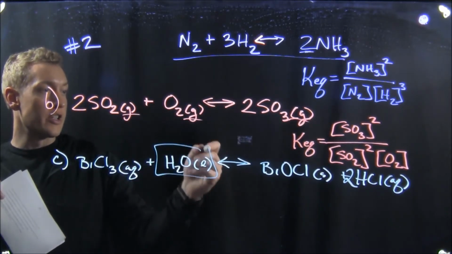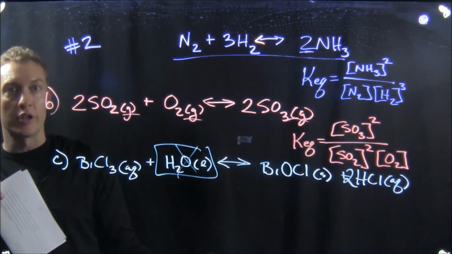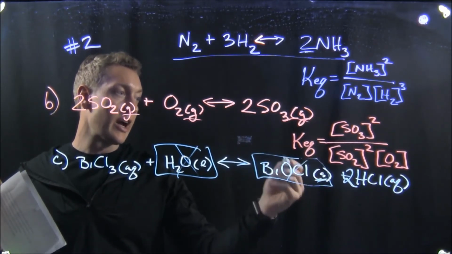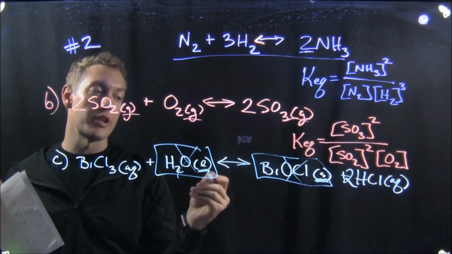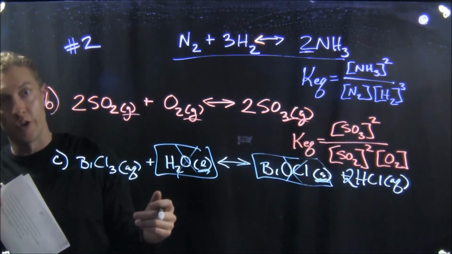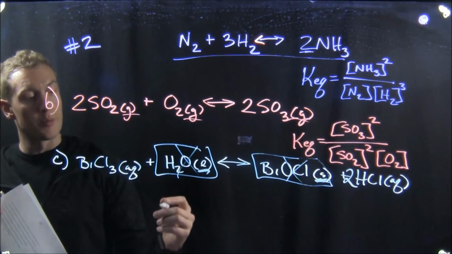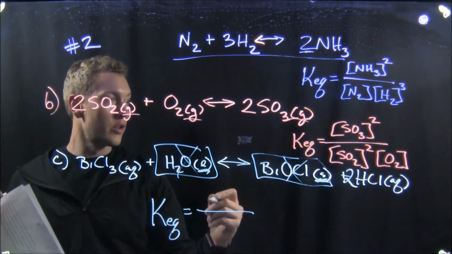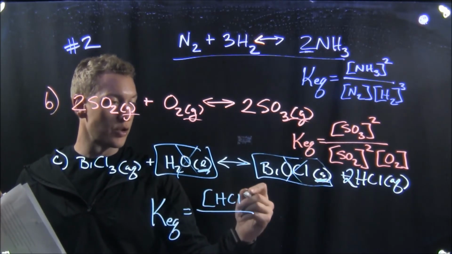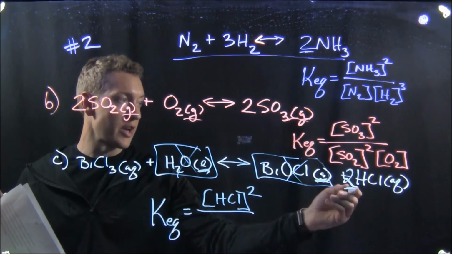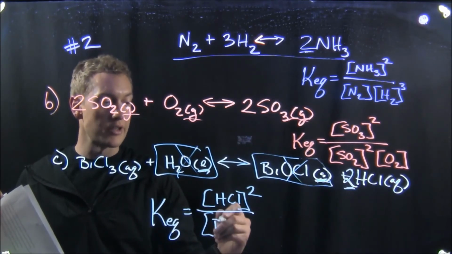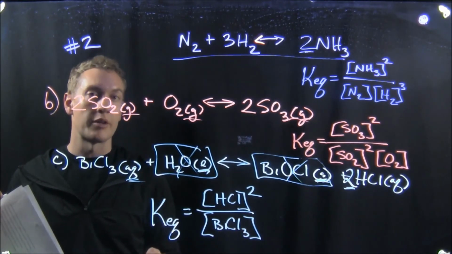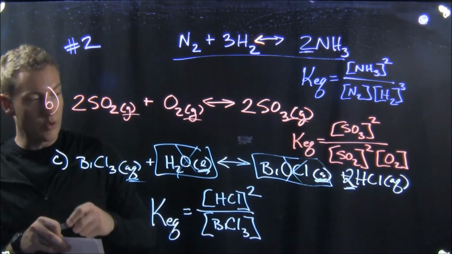Since water here is a liquid, it is not going to be included in the equilibrium expression. Same thing for BiOCl. It's a solid. I can't measure the concentration of a solid. I can't measure the concentration of a liquid, so they are not included in equilibrium expressions. The equilibrium expression for this reaction, KEQ, would equal the concentration of hydrochloric acid squared, because of that coefficient of 2, divided by the concentration of BiCl3, because it's an aqueous compound. And that's how you would do equilibrium expressions.